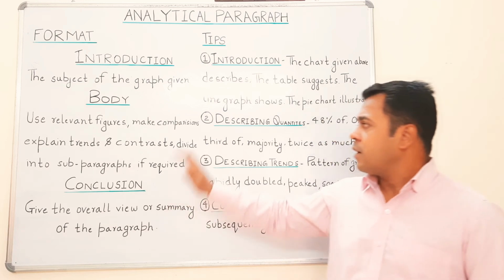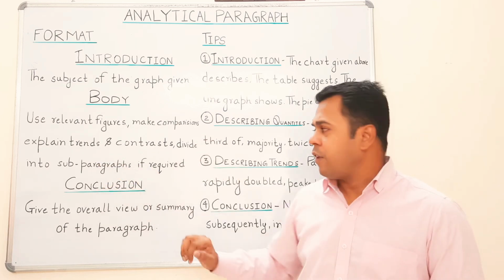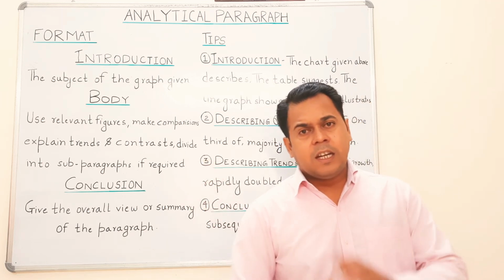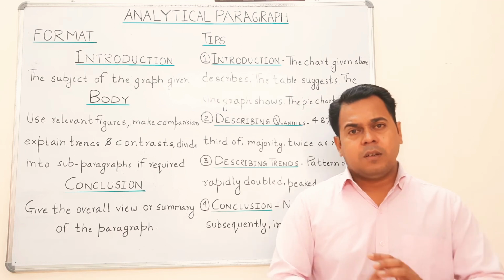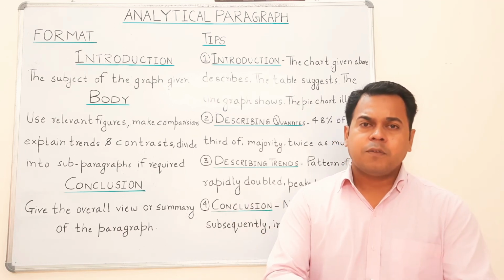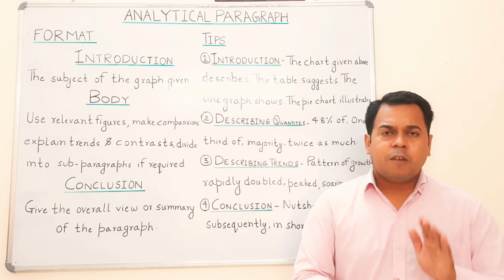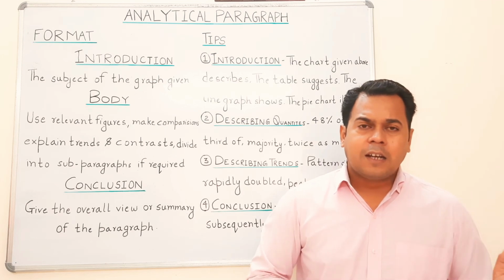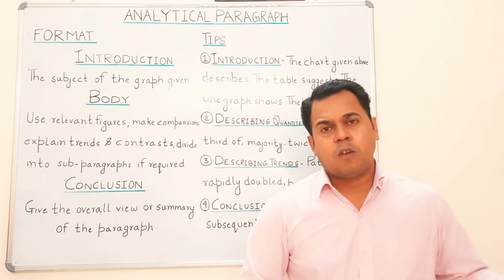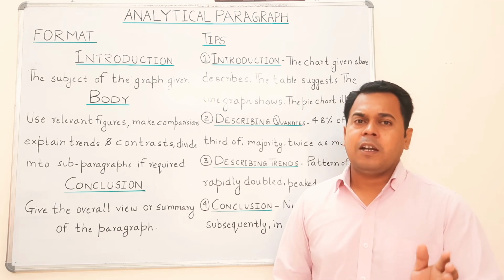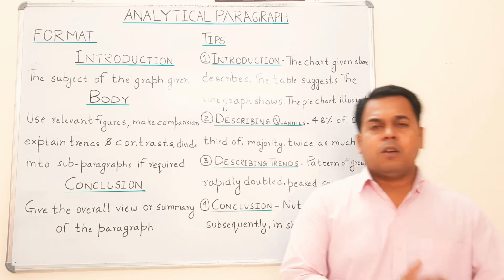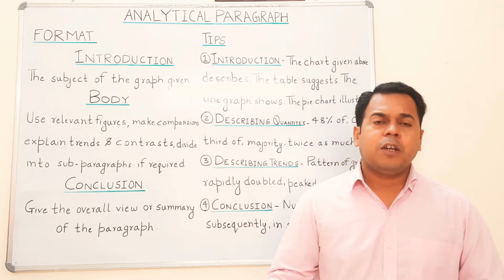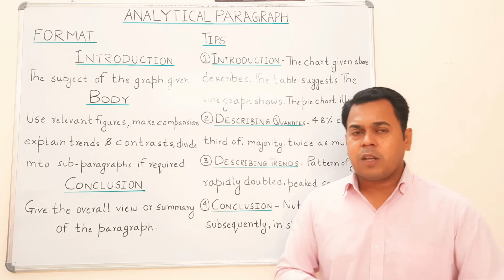Use relevant figures, make comparisons, explain trends, contrast, and divide into subparagraphs in the body. In the body part, you have to mention all the details of the data given. So you have to make comparisons. Like, over the last 6 months, COVID-19 has increased in the state of Bihar very rapidly due to non-implementation of social distancing and following of guidelines. Right. So this is how we can mention it.